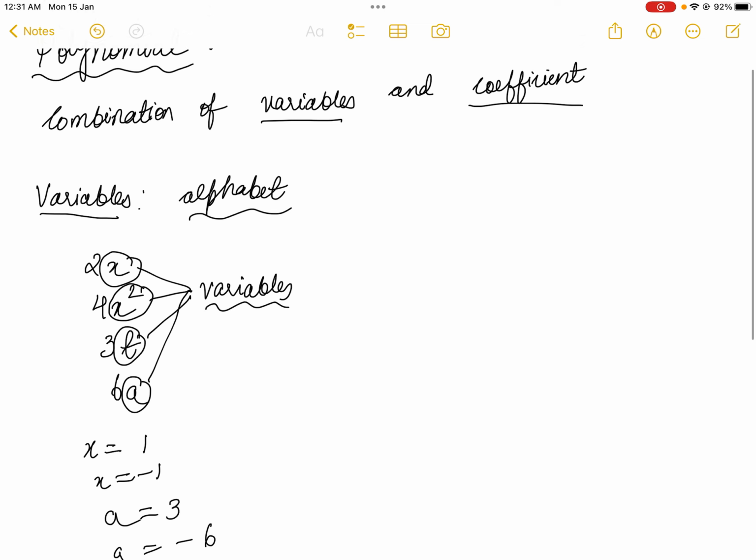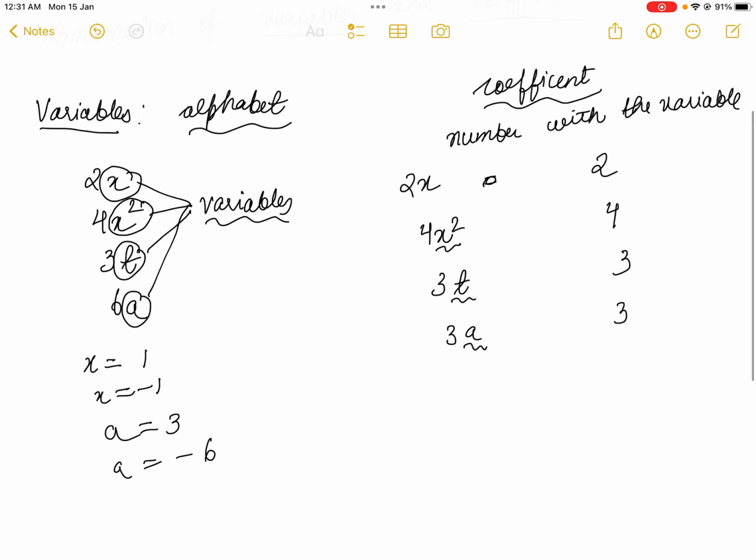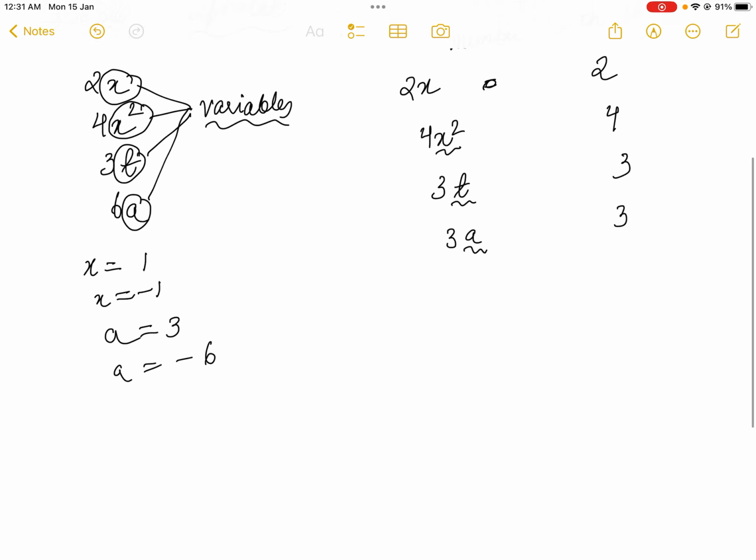Clear? Now the coefficient here is the number that comes with the variable. All right, so here the variable is x, so in this case the coefficient of x is going to be 2. In this 4x squared, the coefficient of x squared is going to be 4. For this same example, the coefficient of t is going to be 3, and the coefficient of a is going to be 6. All right, so we're now clear with variables, we're now clear with coefficients.